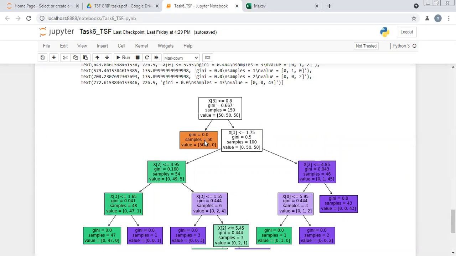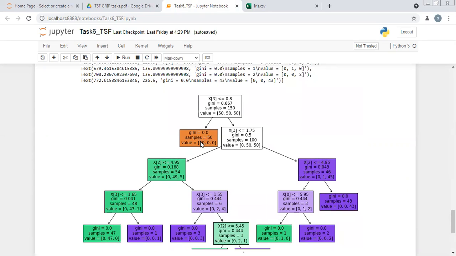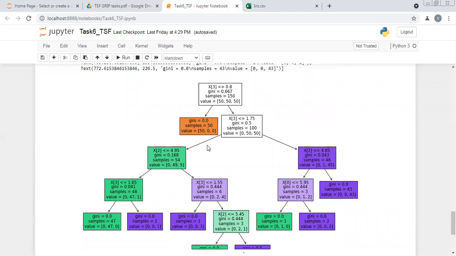As I said earlier, the Gini index of a leaf node will always be equal to 0. So this is the leaf node. Why is it 0? Because here we have only the species setosa, with 50 entries, and the total samples here are also 50. So the probability of setosa here is equal to 1, and 1 minus the square of 1 is equal to 0.